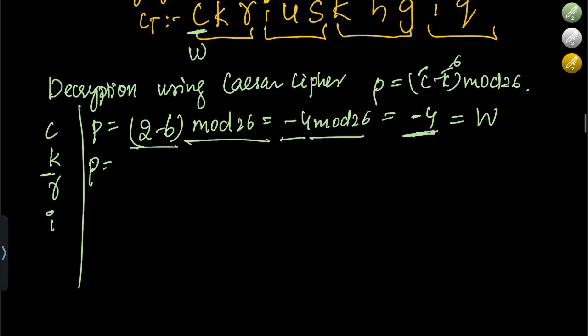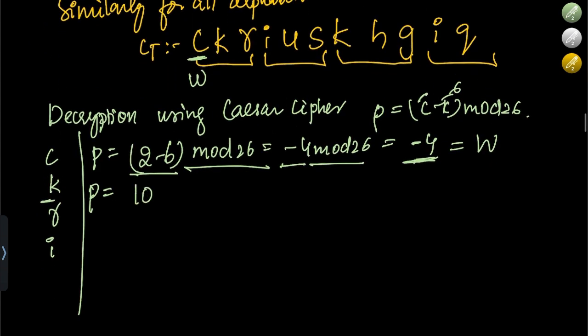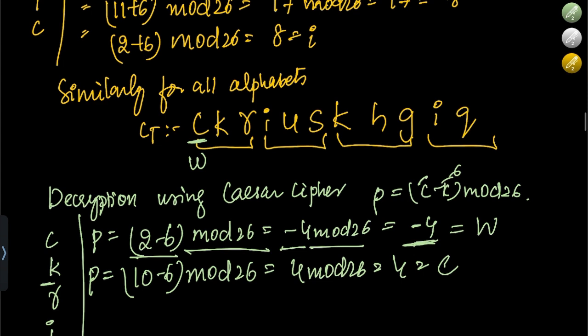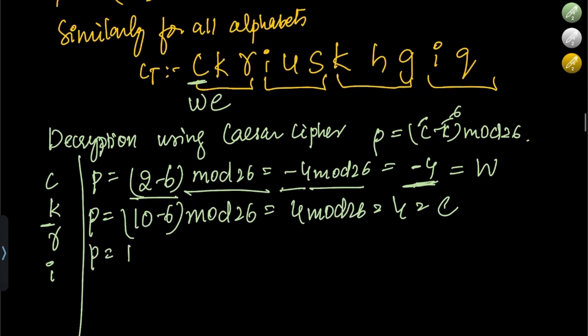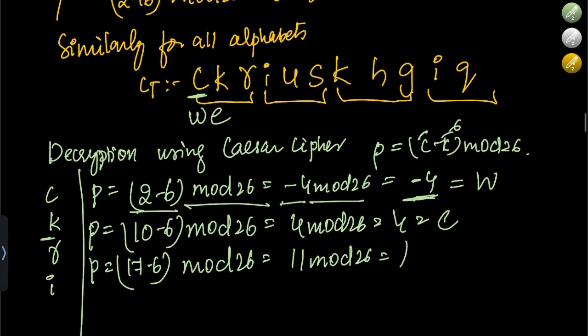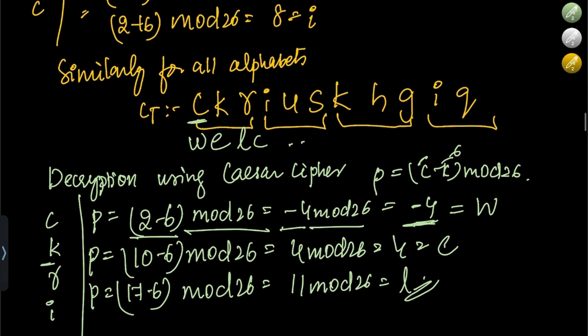For K, K equivalent is 10. So 10 minus 6 mod 26 is 4. 4 mod 26 is 4, and 4 value is E. So I have written E. For R, R equivalent is 17. 17 minus 6 mod 26, that is 11 mod 26, and for 11 we have L. So I'll write L here. For I it will be C, and so on.